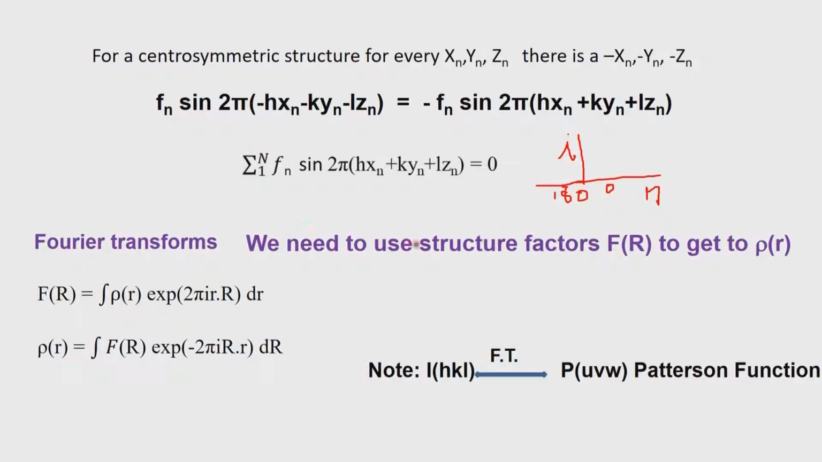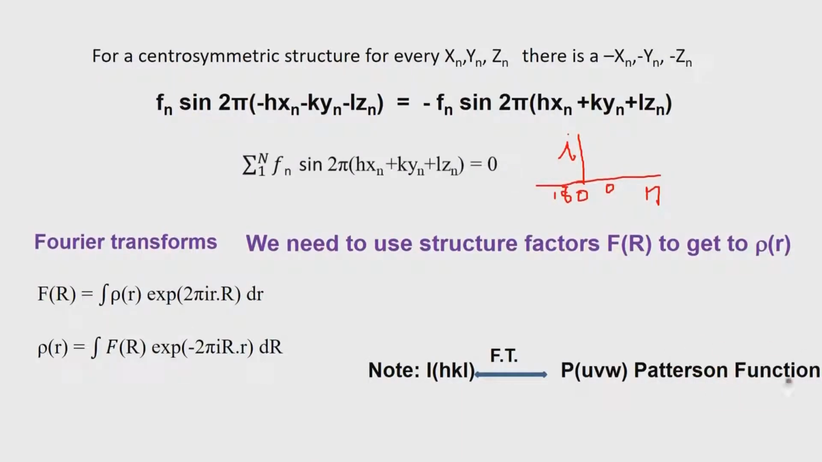So, with the Fourier transforms, we need to use the structure factors f of r to get to rho of r. So, that is our aim. When we say structure determination in the solid state using the symmetry information and the way in which the diffraction pattern appears, then we have to use the f of r to get to rho of r. The Fourier transform will give us the final result. At this time, I just want you to make a note. In an experiment we have the intensities measured. Now, why can't we use intensities directly and get to the structure? In principle, it is possible.